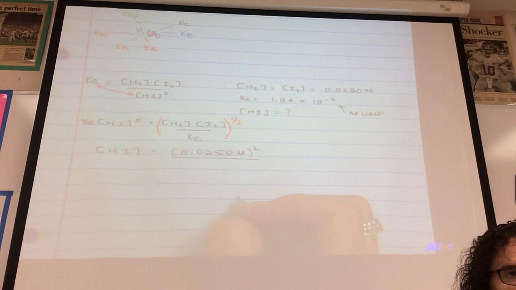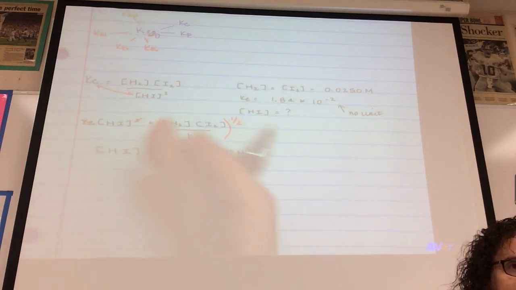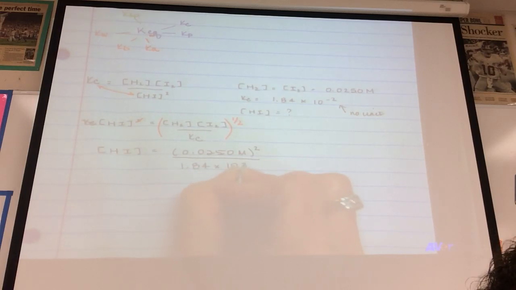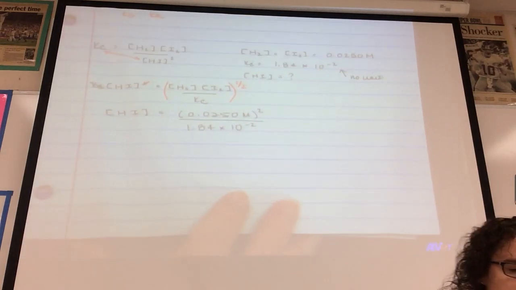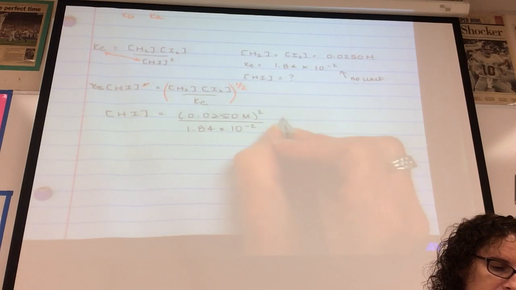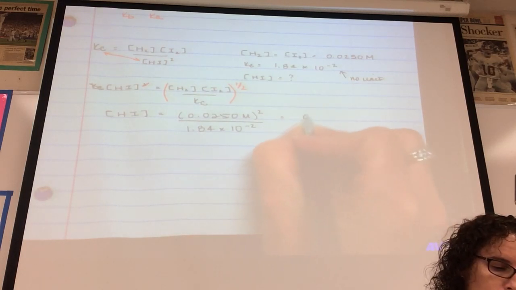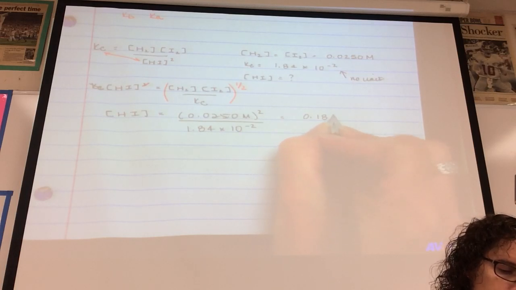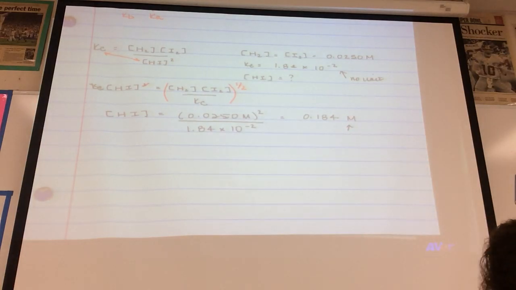Kc, Kp, Ka, Kb: unitless quantity. No unit, because each equation could have a different unit, so we just don't use a unit for Kc. Do you basically need a unit for any of the KEQ? Nope. And this is equal to 0.184 molar, unit of concentration, capital M for molar.